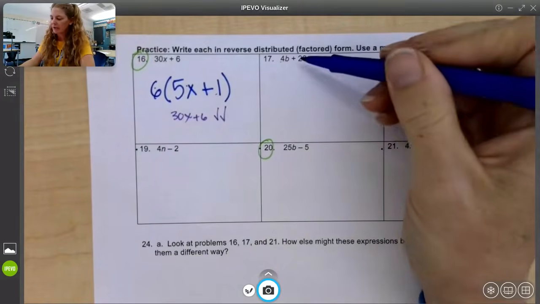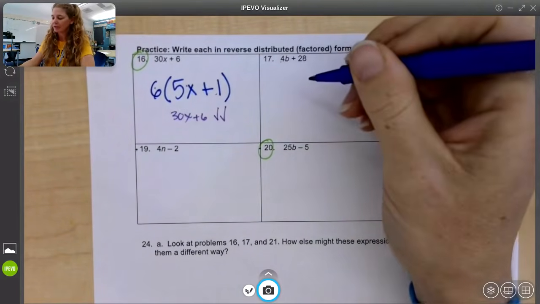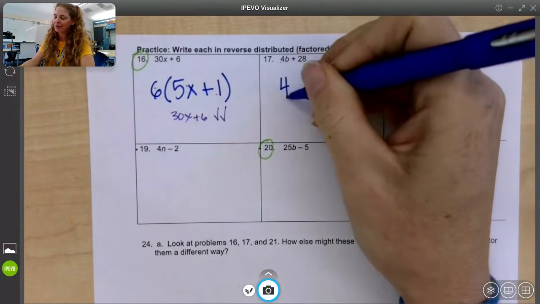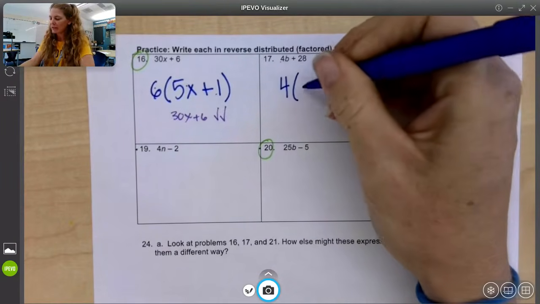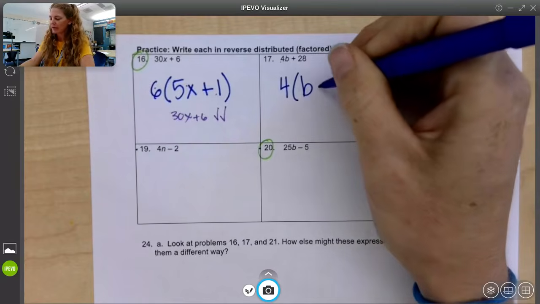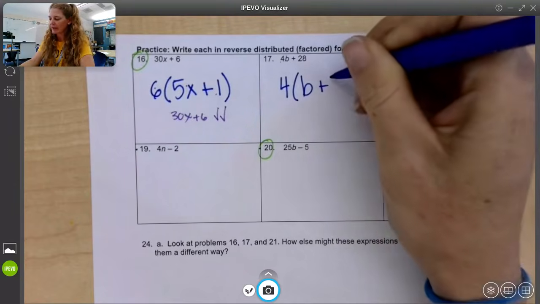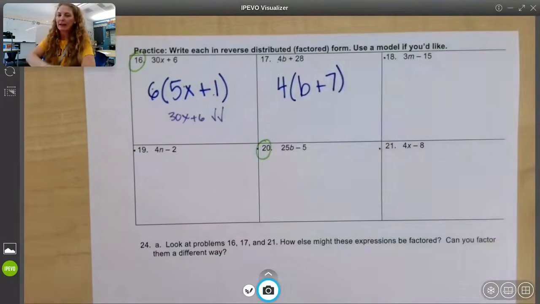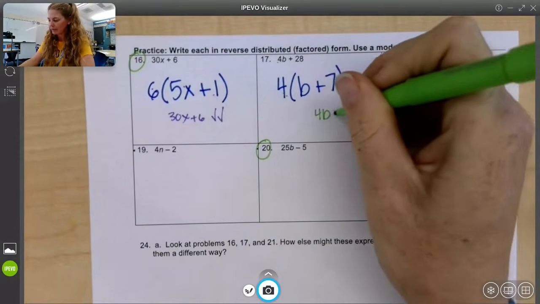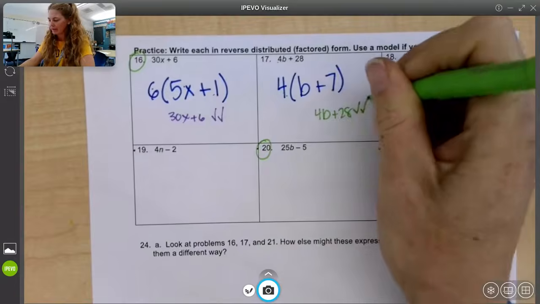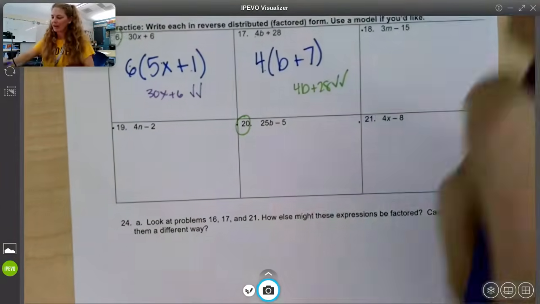Okay, 4b plus 28, my greatest common factor is 4. Oh, I told you we were going to do 20, but we'll do this one too. Why not? And then 4 times what gets me 4b? 4 times b. Plus 4 times what gets me 28? 4 times 7. Take that moment to double check. 4 times b gets you 4b. 4 times 7 gets you 28. That's your double check.